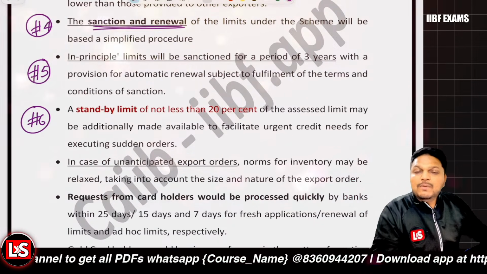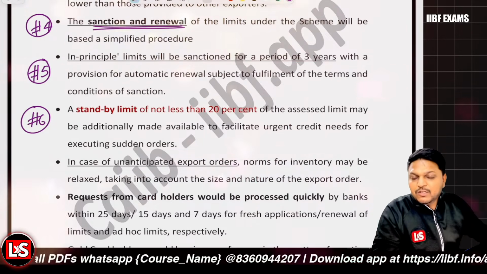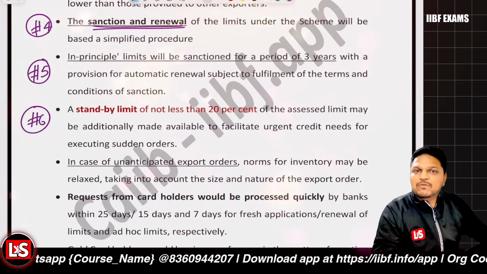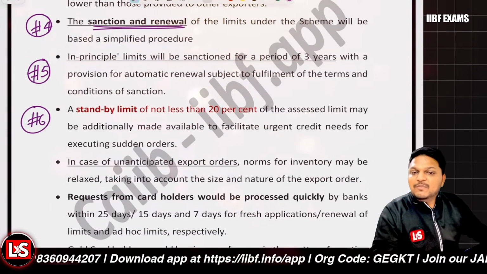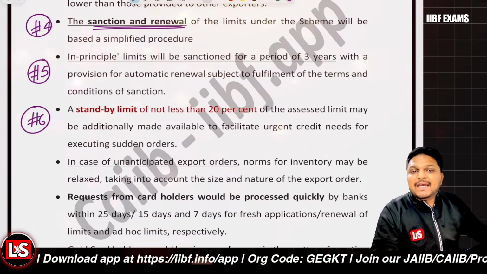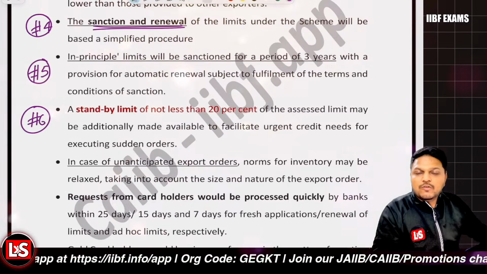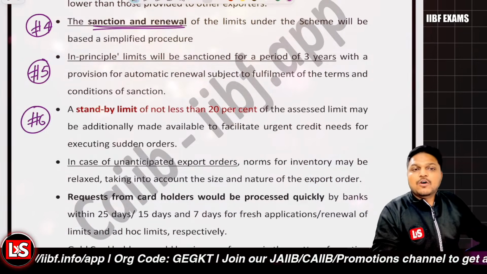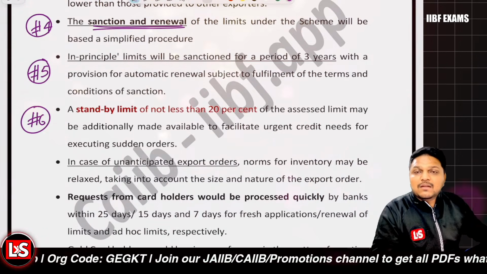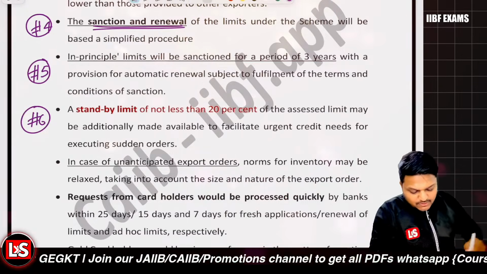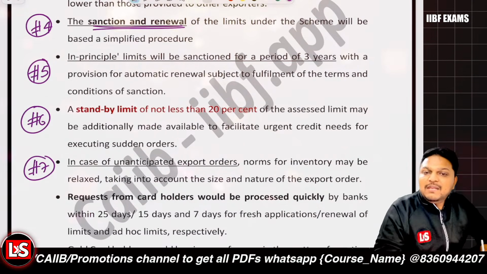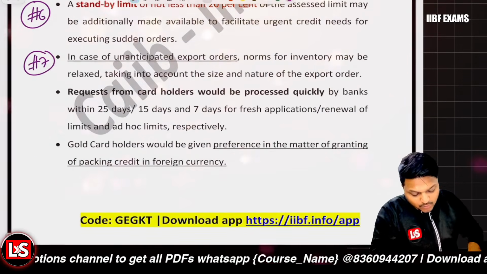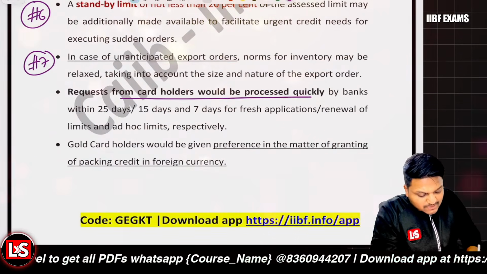In that scenario, you will be having that particular limit with you, where you can be debiting the account and further fulfilling the orders, right? So a standby limit of not less than 20% will be given to you. And let's say if you have any unanticipated export orders, you're not basically looking for the orders, but you got the orders, then the inventory norms are also relaxed for such exporters. The inventory norms are very much relaxed, and the requests from the card holders would be processed quickly.